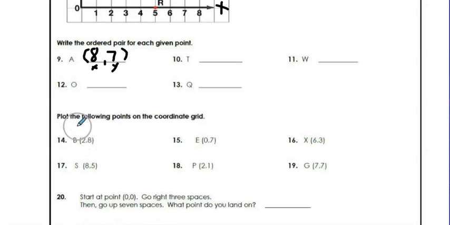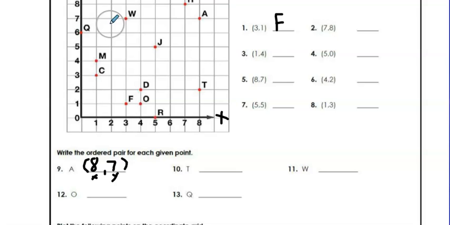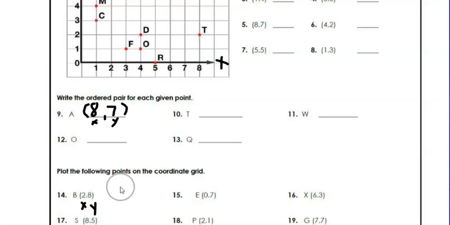Last on this part is plotting the points, just like we did on the last page. So looking at B, we have 2, 8. So remember, x is the first number and y is going to be the second number. So we want to find 2 along the x-axis, and then we want to go all the way up to 8. So 2 should be below, and 8 should be across, and you're going to put a point right where they meet, and then you're going to mark it with the letter B.